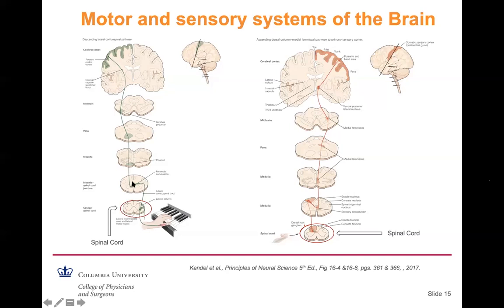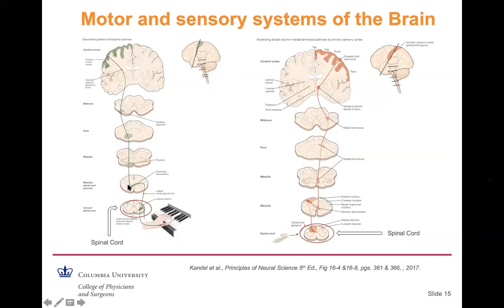And when they get to the spinal cord, they synapse there. And then there are some interneurons that connect those pyramidal fibers within the gray matter of the spinal cord. And those exit as part of the peripheral nervous system. And then they go to the hand or the area that we're trying to move or operate.